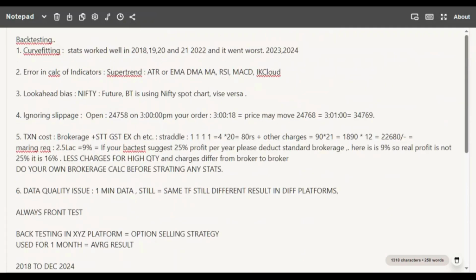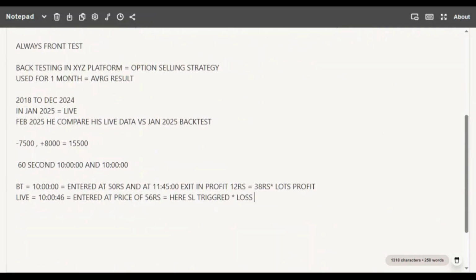Please go through this. Please be aware before backtesting. Backtesting is not wrong, the way we do it is wrong.